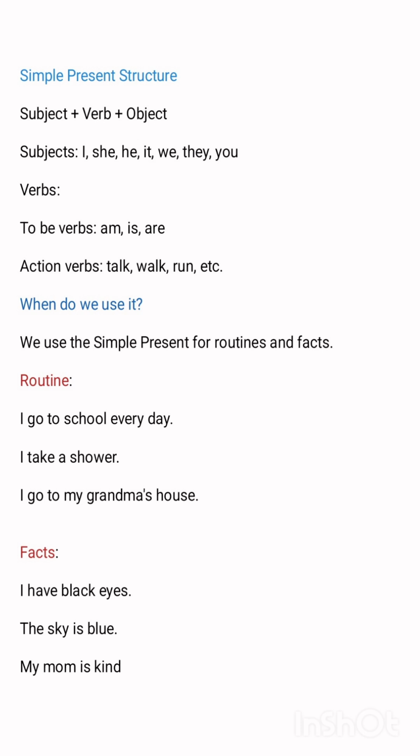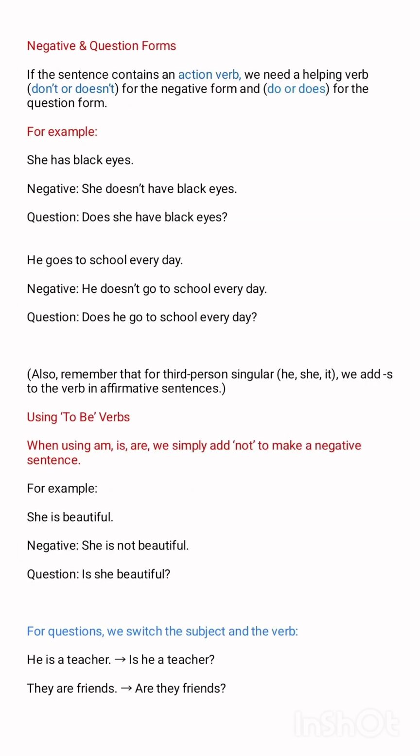2. Facts. We also use the simple present for facts. I have black eyes. The sky is blue. I explain to my students that facts cannot change. Can I change the color of the sky? No. Then it's a fact. Can I change the color of my eyes? No. So, it's also a fact. By guiding students with questions and examples, they understand both routines and facts in the simple present. Next, teaching the negative and question forms of the simple present.